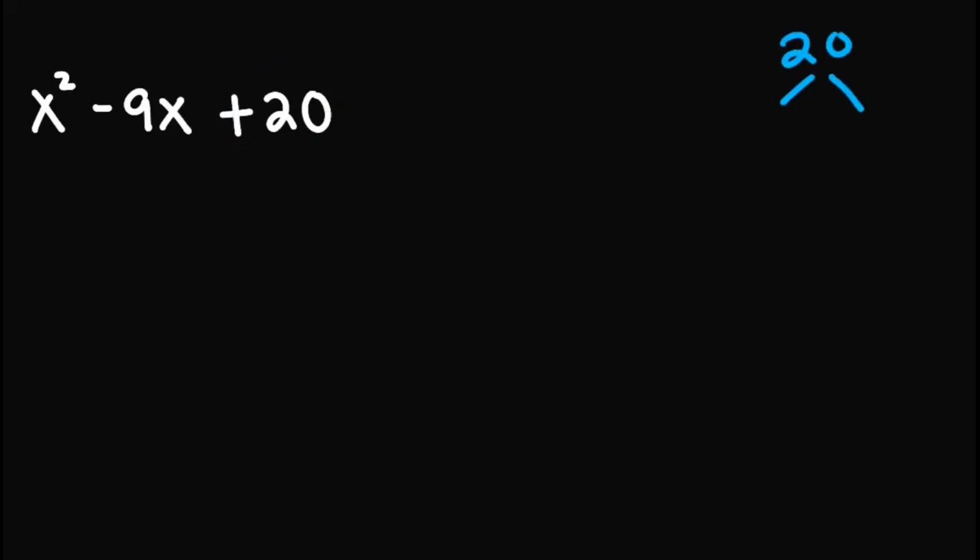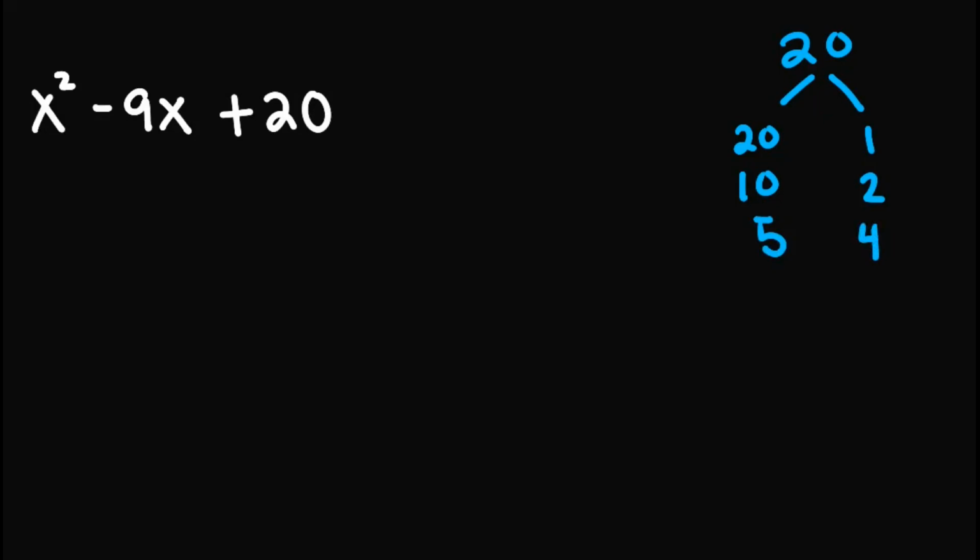Let's have x squared minus 9x plus 20. Again, what we do is we inspect the last term out here. So we've got 20, and let's try to list out its possible factors. So we have 20 times 1. We can also have 10 times 2 and 5 times 4.